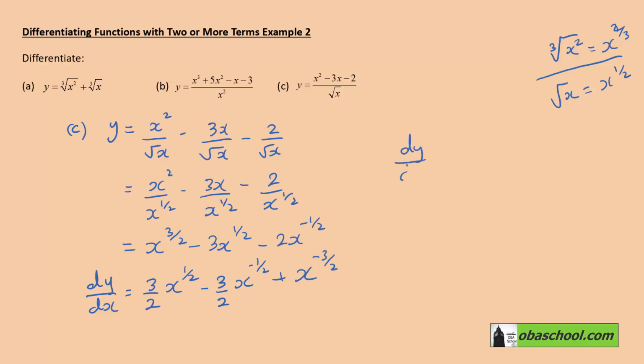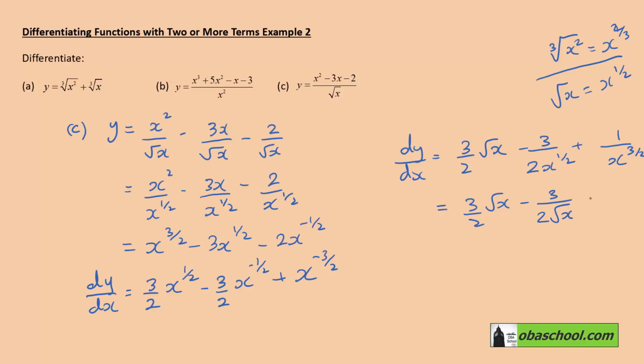Now, what does that give us? So we have 3 over 2 root x, take away 3 over, using the negative, 2 x to the half, plus 1 over x to the 3 over 2, which we could write as 3 over 2 root x, take away 3 over 2 times root x, and finally with this one, there's a few different things that you could do there, but let's just make it the square root of x cubed.